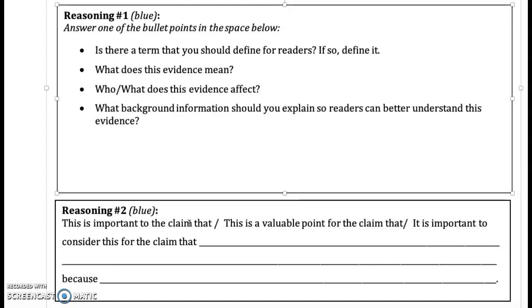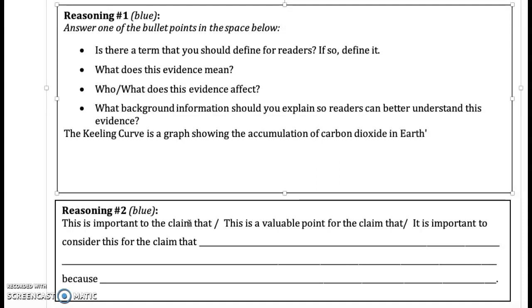So we're going to say the Keeling curve is a graph showing the accumulation of carbon dioxide in Earth's atmosphere over time. Okay, so that's our reasoning number one, right? We define the Keeling curve, but what does that mean? Why does that matter about the Keeling curve or carbon dioxide in Earth's atmosphere?